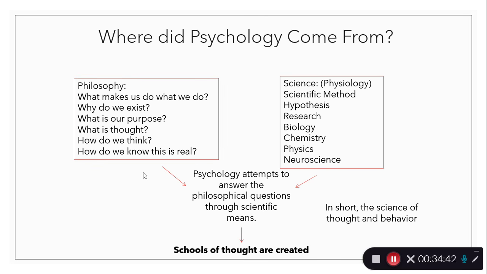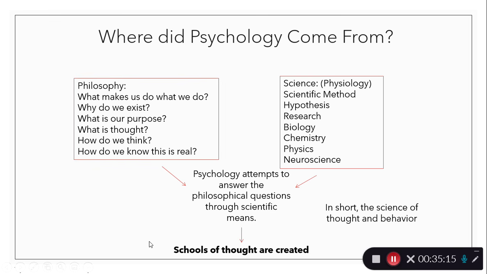So what we're trying to do is answer those questions through scientific means. And that's really what's going on in psych, is we are trying to answer these profound, super heavy philosophical questions through scientific means. Basically, with the scientific method. That's what we're trying to do. And since so many people have actually tried to do that, again, psychology attempts to answer the philosophical questions through scientific means. Schools of thought were created.